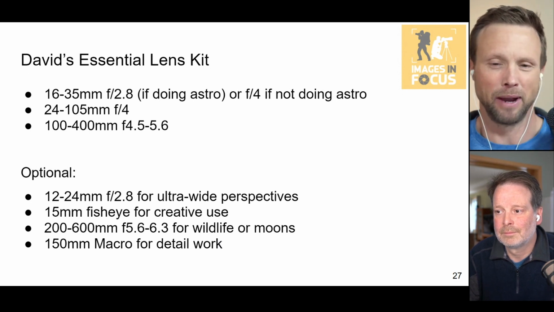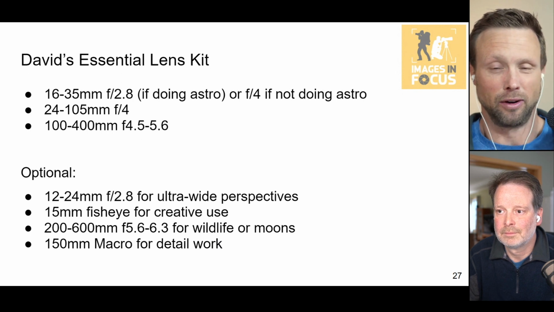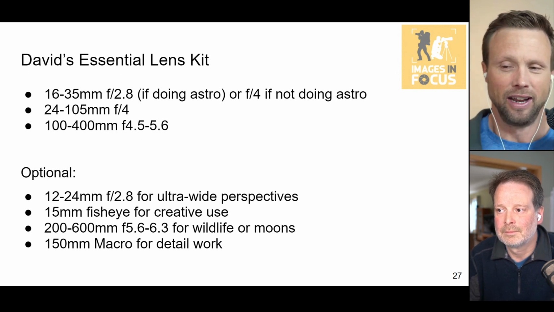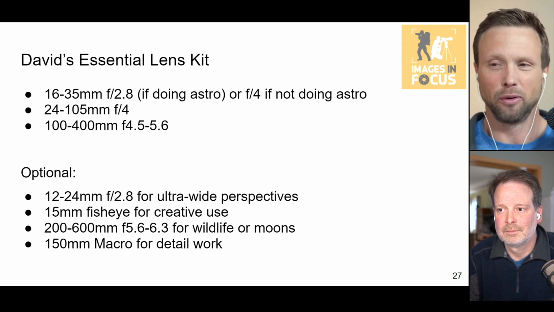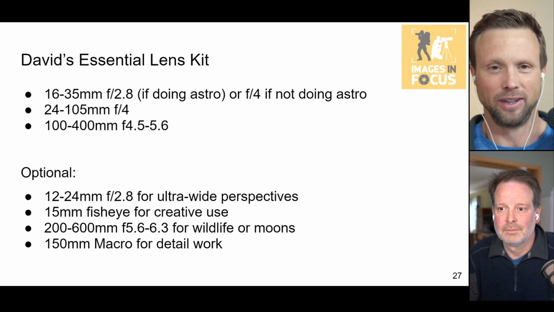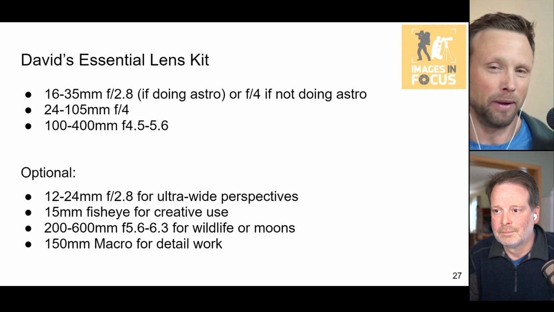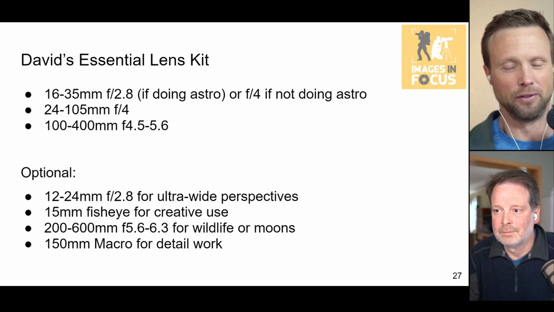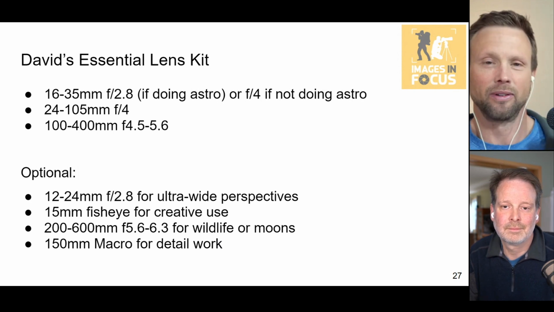So if I'm going to go backpacking and I'm trying to cut my weight, I'll just take that 16 to 35 millimeter lens, knowing that it can work for both situations. Now, if you're not going to do astrophotography, an f4 lens will work just fine. In fact, that will lighten your load considerably, not having that extra stop of light. The middle range I always think is really important, that 24 to 105 millimeter. You'll use that for so many different situations.